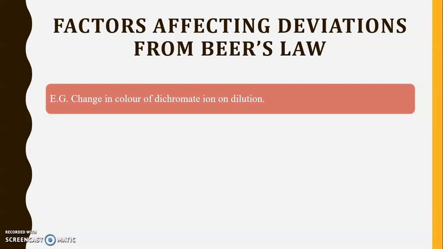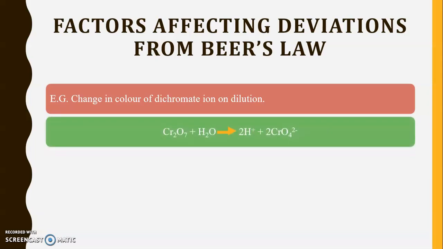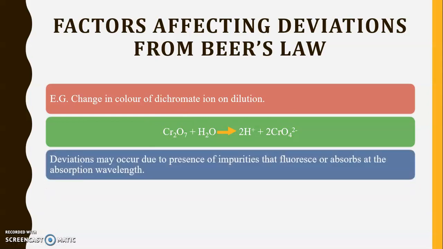Further, we will consider another example: the change in the color of dichromate ion on dilution. If we dilute the dichromate solution, it leads to a change in the color of the dichromate ions. This is your dichromate ion. On dilution, these dichromate ions are converted into chromate ions, where one possesses a yellow color and the other possesses an orange color. Due to this change, absorbance may change.